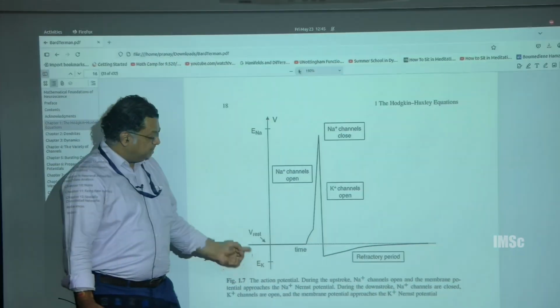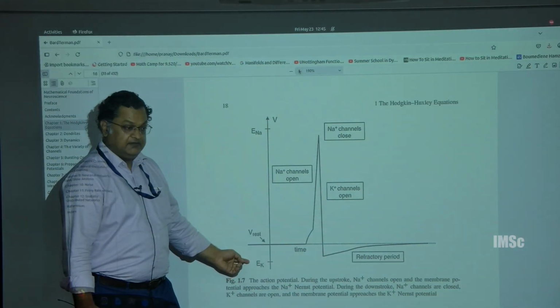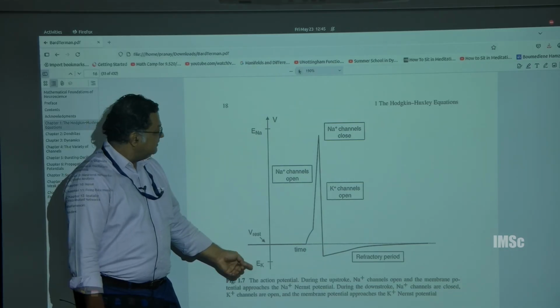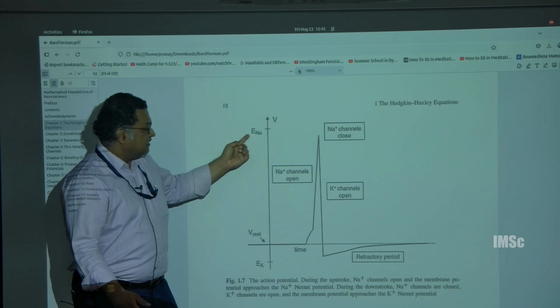You notice immediately that EK is down here below the rest potential, right. Remember that I said EK was minus 80, minus 75, something like that, and ENa is maybe 100, 120.